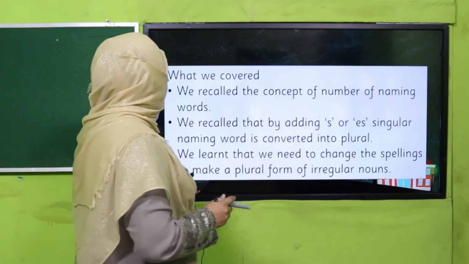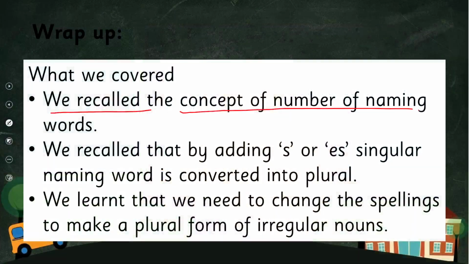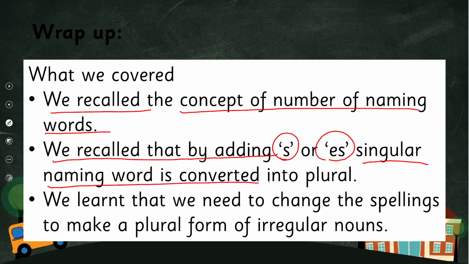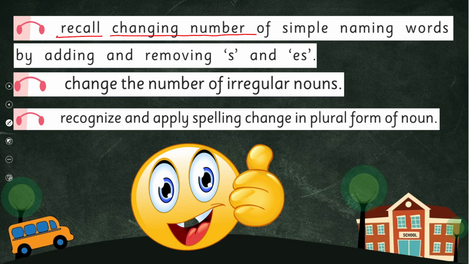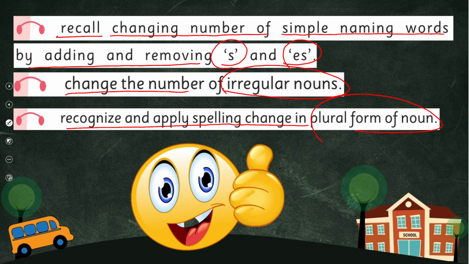So what we have learned today, we recalled the concept of number of naming words. We recalled that adding s or es to a singular naming word converts it into plural. We learned that we need to change the spellings to make a plural form of irregular nouns. So in this way, we achieved our SLO to recall changing number of simple naming words by adding or removing s and es, change the number of irregular nouns, and recognize and apply spelling change in plural form of nouns.